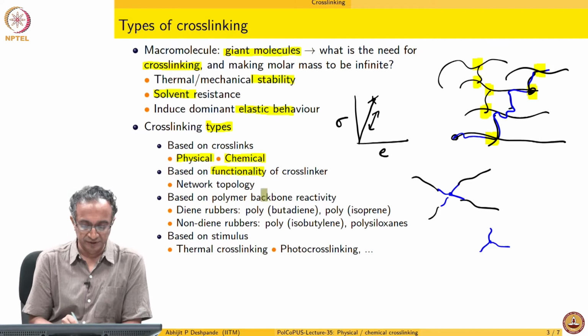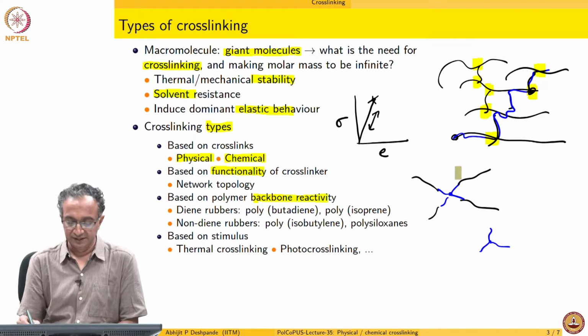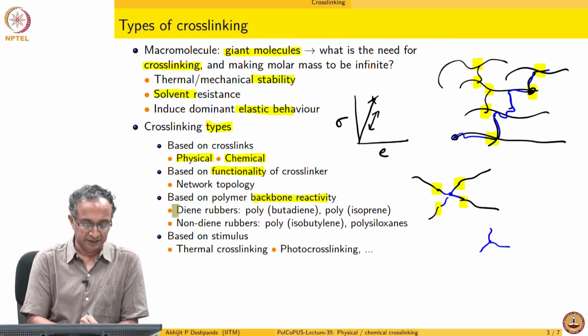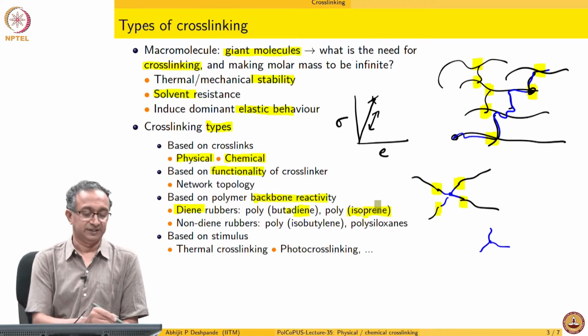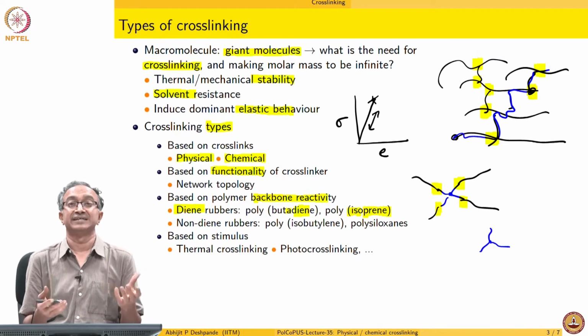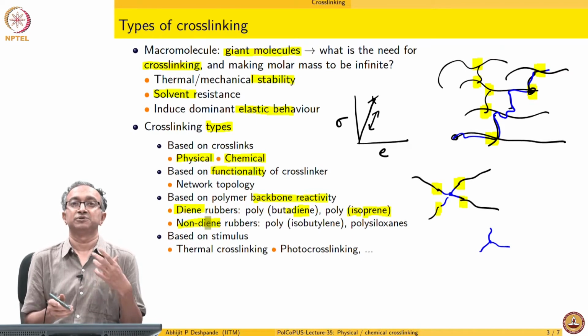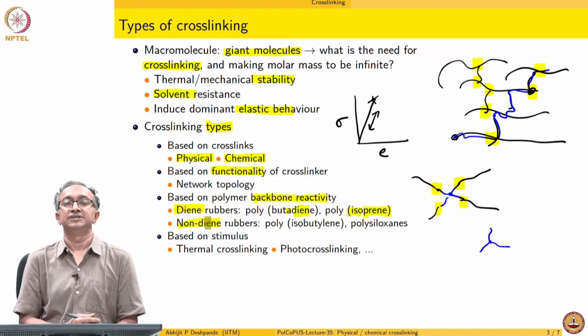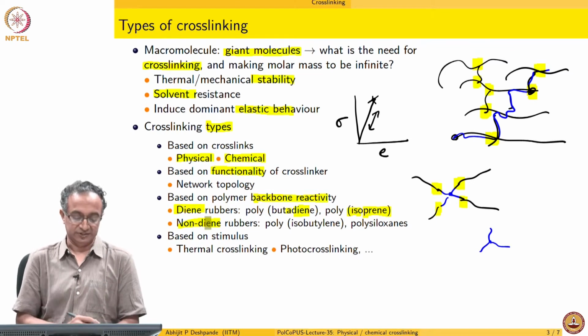In terms of the backbone itself, what is the mechanism by which the cross-linker and the backbone or the macromolecule interact? What is the nature of these linkages, the cross-links, which are being formed? So for example, in case of diene rubbers, we have the double bonds associated with the backbone itself. And these double bonds can be used for vulcanization. In case of non-diene rubbers, such double bonds are not present, but then free radicals have to be formed using peroxides or other initiators and cross-linkers so that cross-linking can happen. So depending on the mechanism of the cross-linking reaction, we can distinguish the cross-linking type.